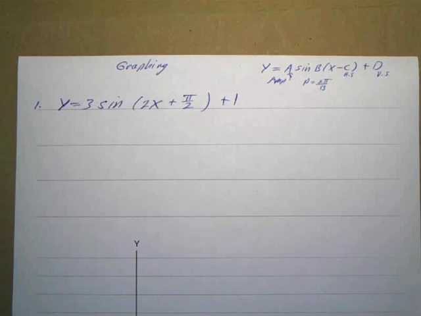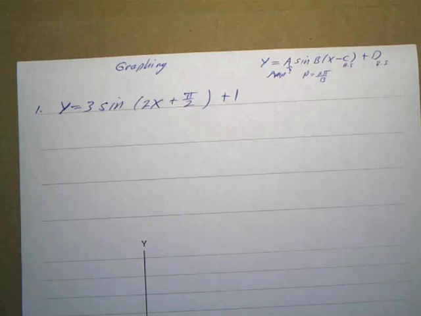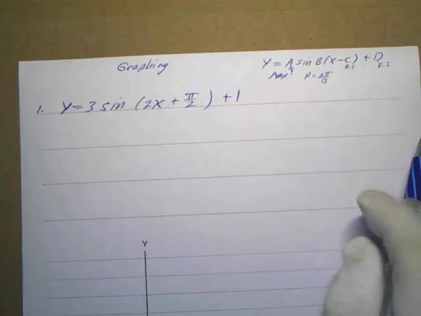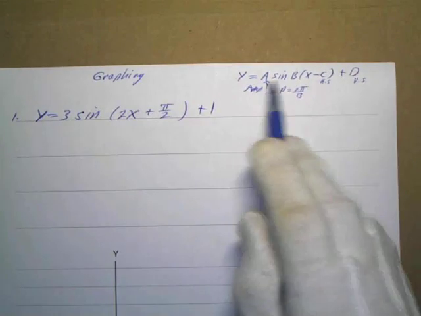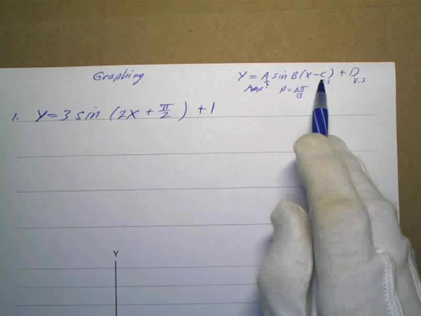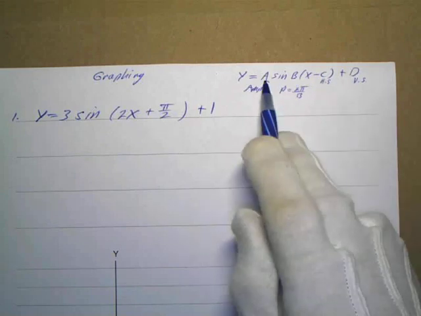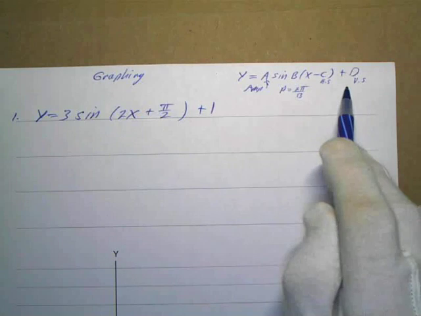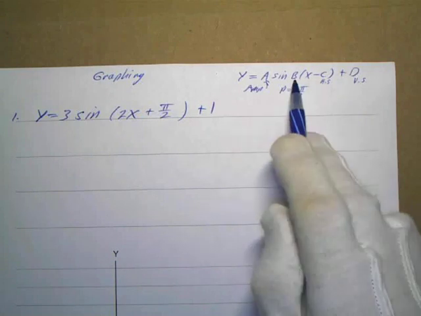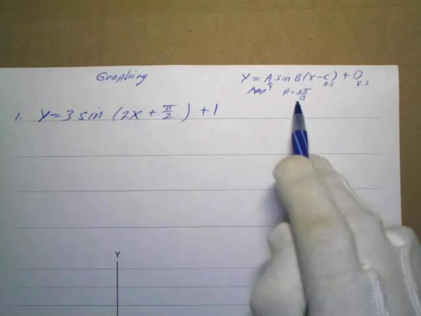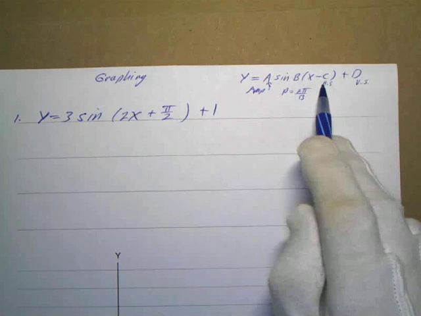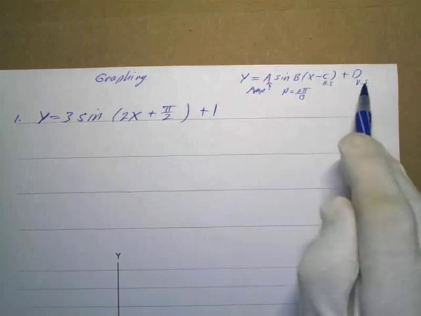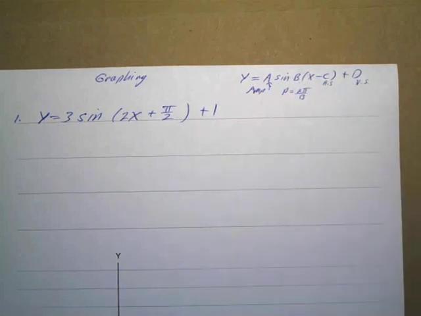Okay, there's some graphing review problems, and these are a little more complicated. We've got different aspects going on. We always want to get these in the form a sine b times x minus c plus d, because you can see that a is the amplitude, b tells us the period, because the period is 2 pi over b, c is the horizontal shift with the opposite sign, and d is the vertical shift with the same sign.